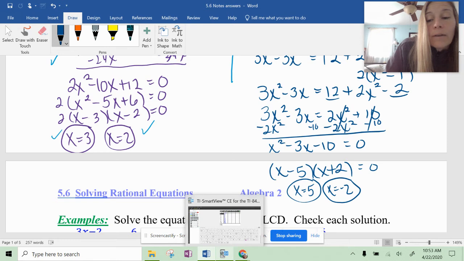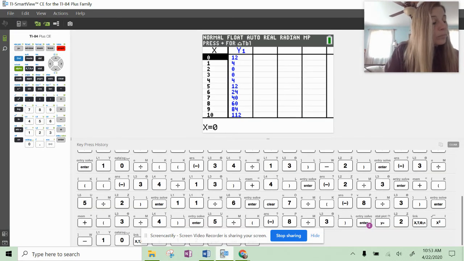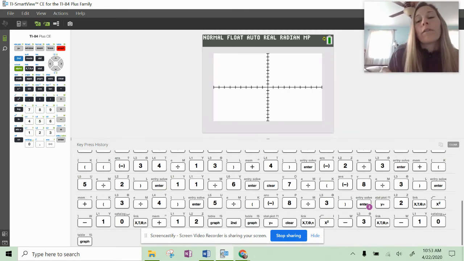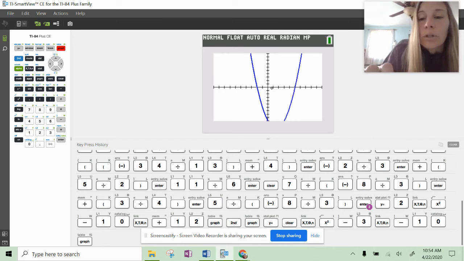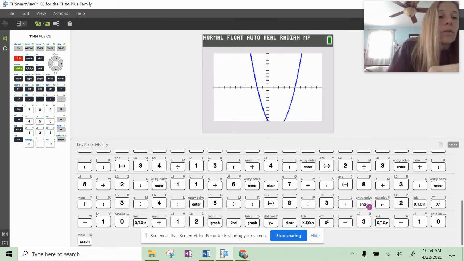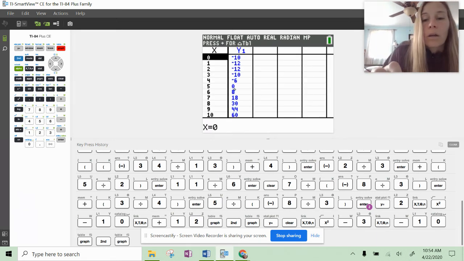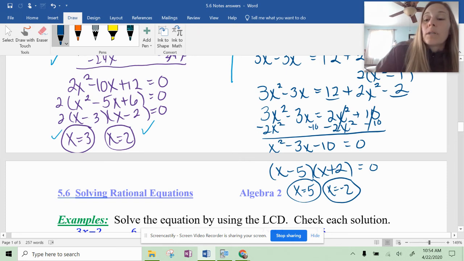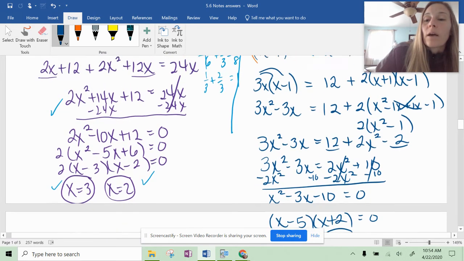Again, if you're using the graphing calculator for this type of problem, you could have put in that quadratic equation that we got, which was x squared minus 3x minus 10. Look for those x-intercepts. So you can see it negative 2 and then 1, 2, 3, 4, positive 5. You can check your chart to make sure that they are intercepts. So the negative 2 is right there, and then you have the positive 5, which is what we got for our two solutions. And if you want to double check to see that they're extraneous or not, 5 and negative 2.